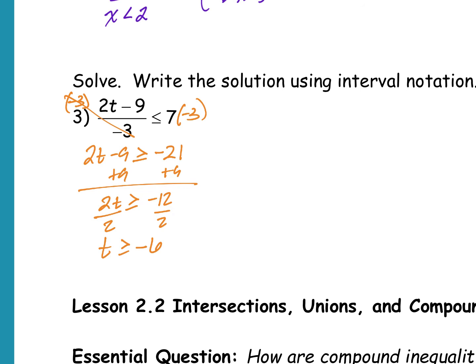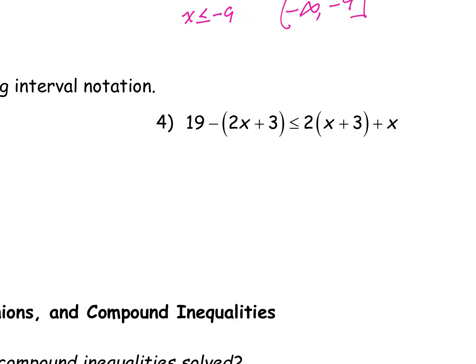If it's greater than or equal to negative 6, that means negative 6 is my smallest number, and then it goes to positive infinity. Done. Questions? Okay. And then number 4.